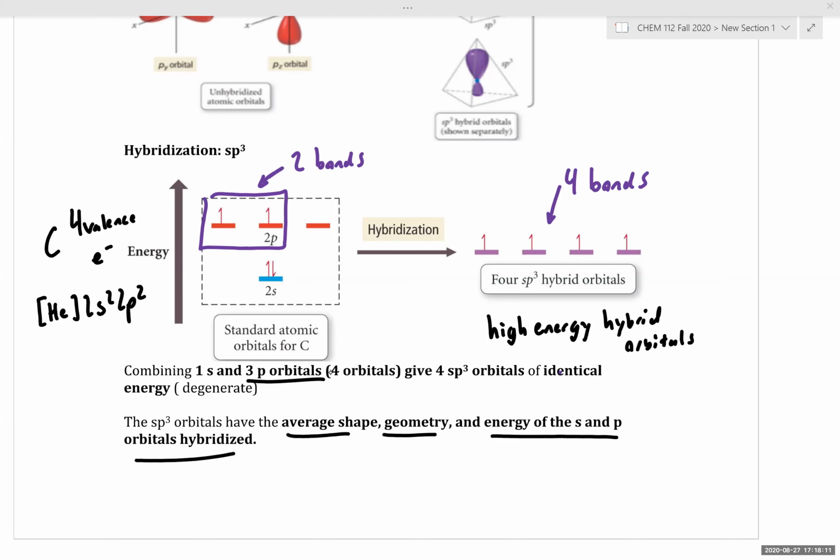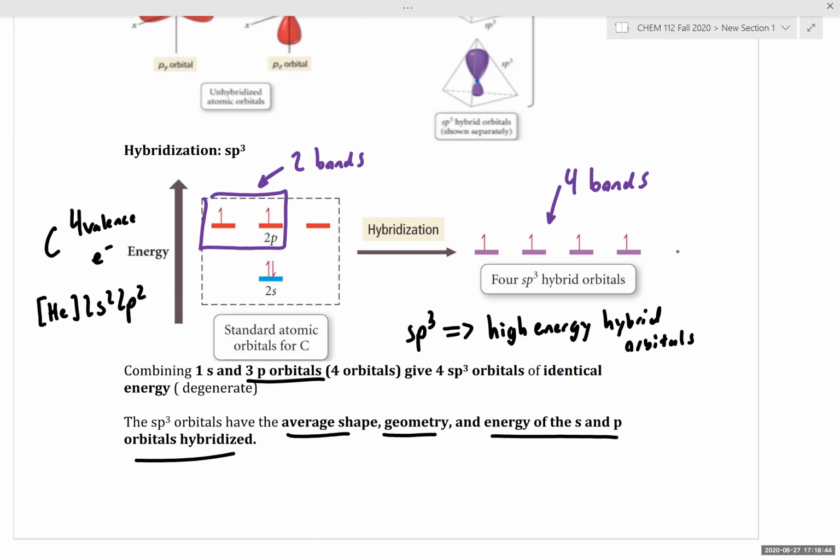So we're using 3 high energy p orbitals, and as a result, our hybrid orbitals are going to be relatively high in energy. When you think sp3 hybrid orbitals, especially for later on in this class, I want you to think these are relatively high energy orbitals because we have a lot of p character. We've taken a lot of p orbitals and hybridized them together to form sp3 hybrid orbitals.